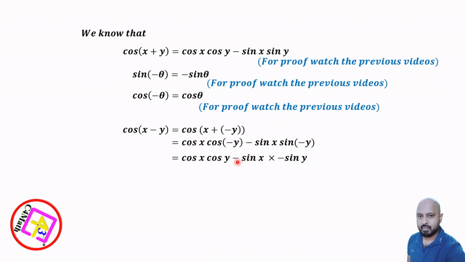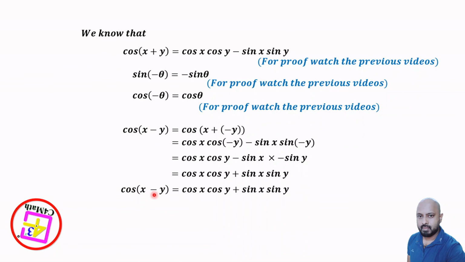Then we multiply negative times negative, and we know it becomes positive. That means we can write it as cos x cos y plus sin x sin y. Now we have got cos x cos y plus sin x sin y, and that is the required result: cos(x-y) = cos x cos y + sin x sin y.